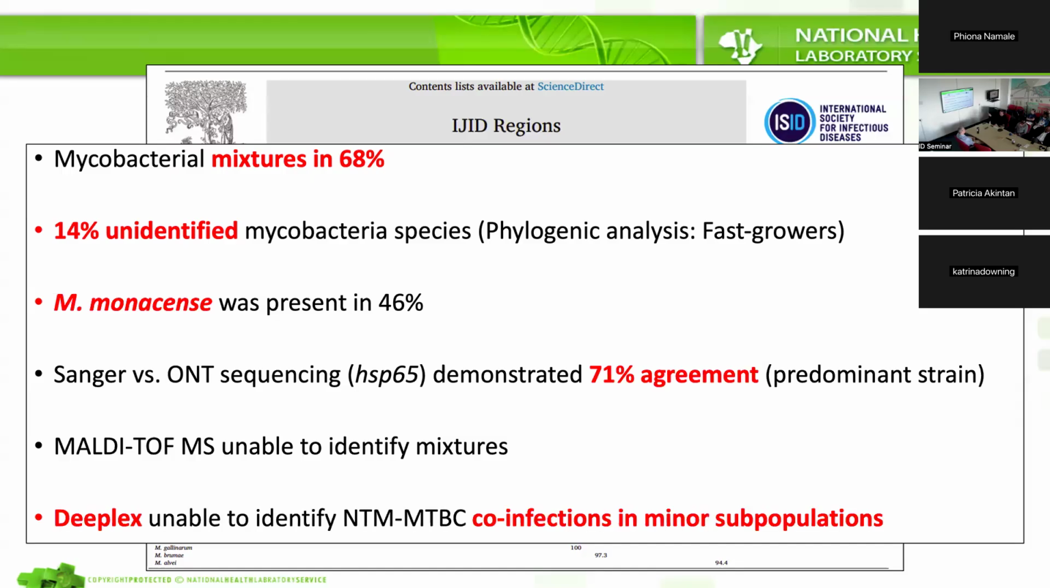And then we also did the duplex, so the technique that I showed you previously as well. And that was unable to identify co-infections in minor subpopulations. So whenever the MTB complex falls below 3%, it seems like the duplex, as per the manufacturer, can't detect that MTB complex.